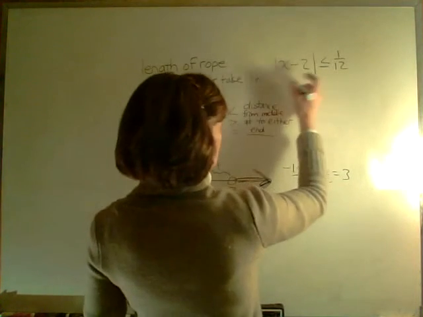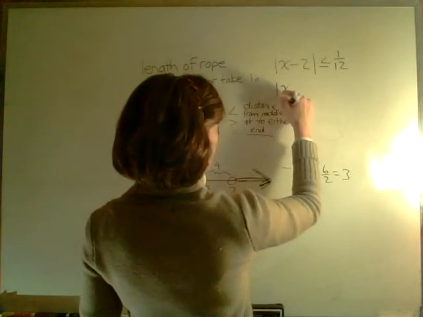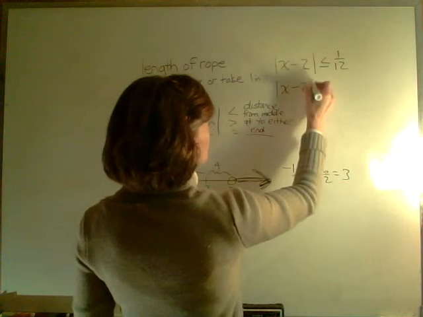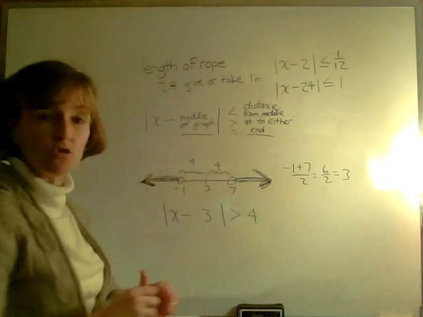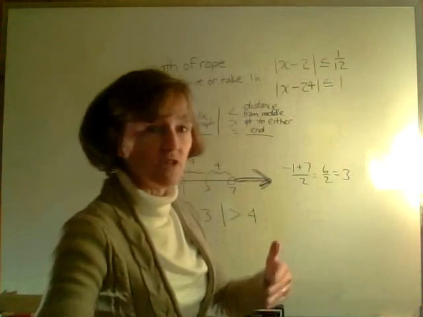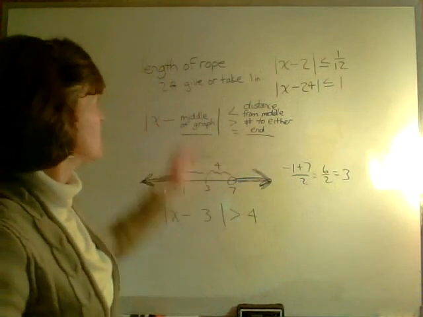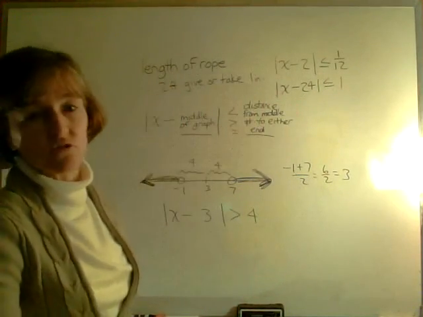Or I could change the 2 and I could say the absolute value of x minus 24 inches is less than or equal to 1. I can either put all of it in inches or all of it in feet. This is how you would express this in absolute value form.